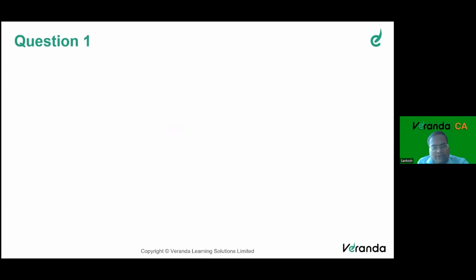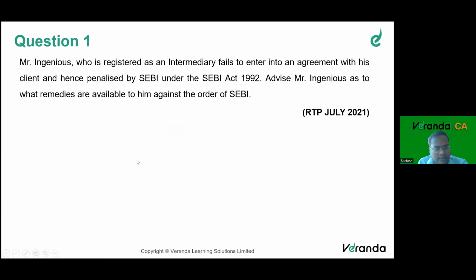So we'll start off with the first question. In the first question that we have, Mr. Ingenious, who is registered as an intermediary, fails to enter into an agreement with his client and hence is penalized by SEBI under the SEBI Act. Advise Mr. Ingenious as to what are the remedies available to him in the order of SEBI.